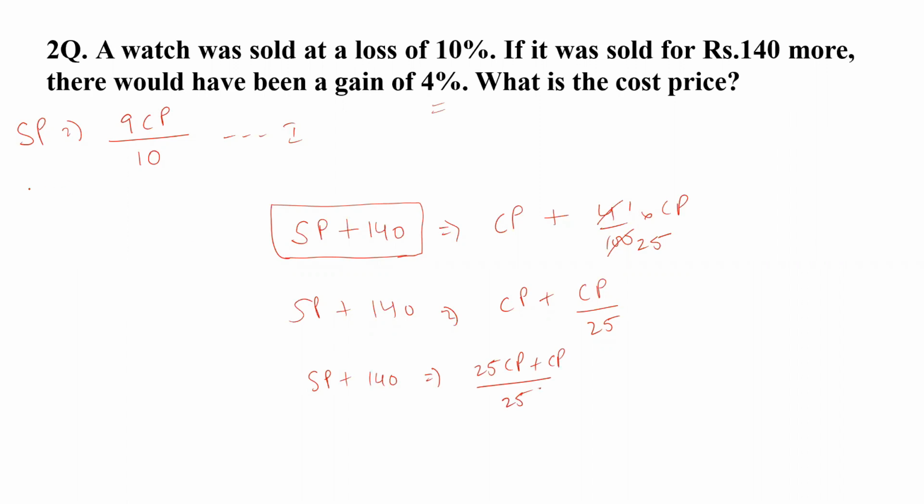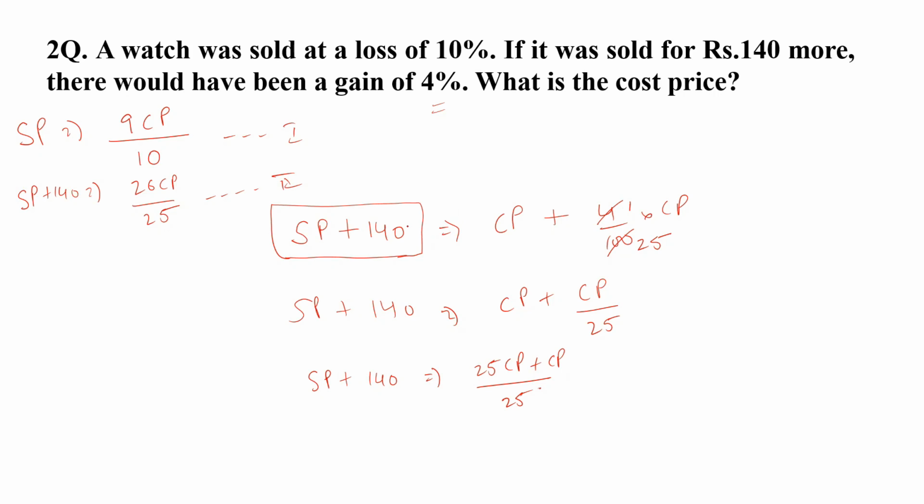And we can easily say that the next equation would be sale price plus 140 should be equal to 26 cost price divided by 25. So this is the second equation. In this way, we have solved both of the equations. So now I hope you would have got some idea. I'm just going to write all these things again.